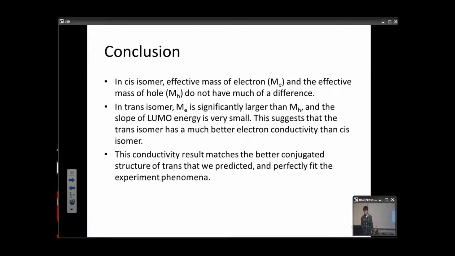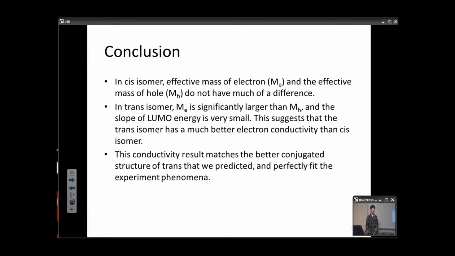For the conclusion, first we proved that for the cis isomer, the effective mass of electrons doesn't have much of a difference from the effective mass of holes. But for the trans isomer, it's significantly larger, which indicates better electron conductivity.